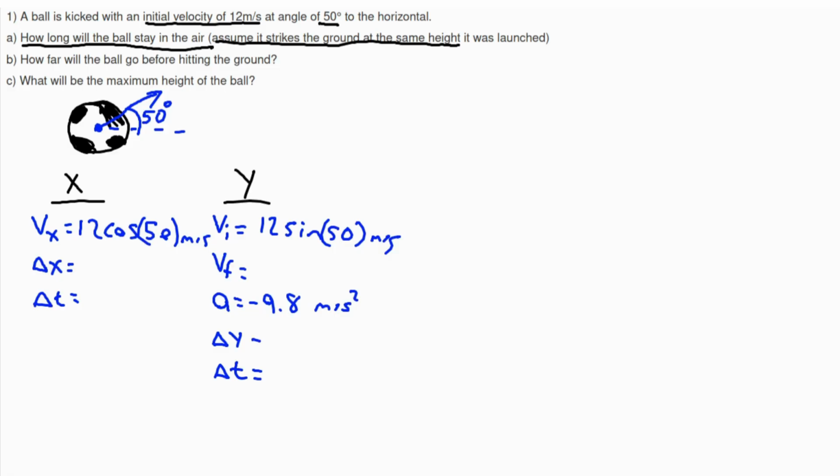And then delta y, that's going to be 0 because they tell us that they assume it strikes the ground at the same height it was launched. So the reason it's 0 is because displacement just cares about your final and end point. It doesn't really matter how high or low this ball was to begin with. It could be like 100 feet in the air, it could be below sea level. It doesn't matter. It's starting at the same level it left off at, so that means that the displacement is going to be 0 because it only cares about final minus endpoint. So now that we got this, we can use our kinematic equations to figure out the time.